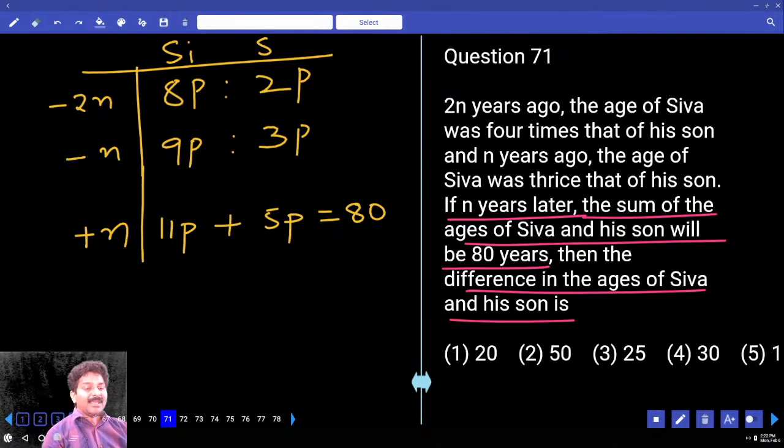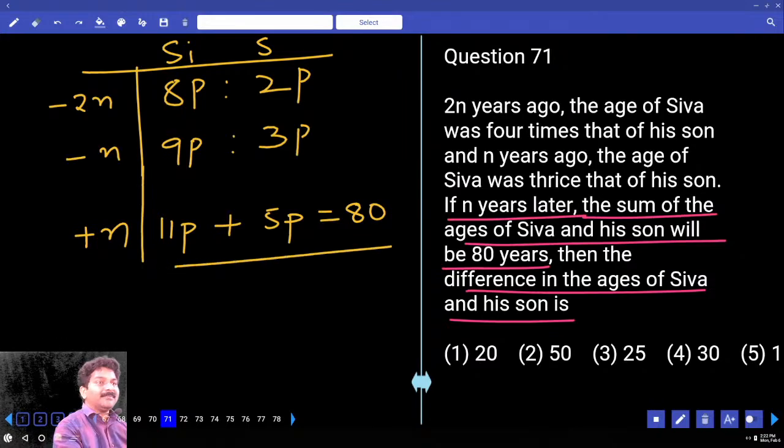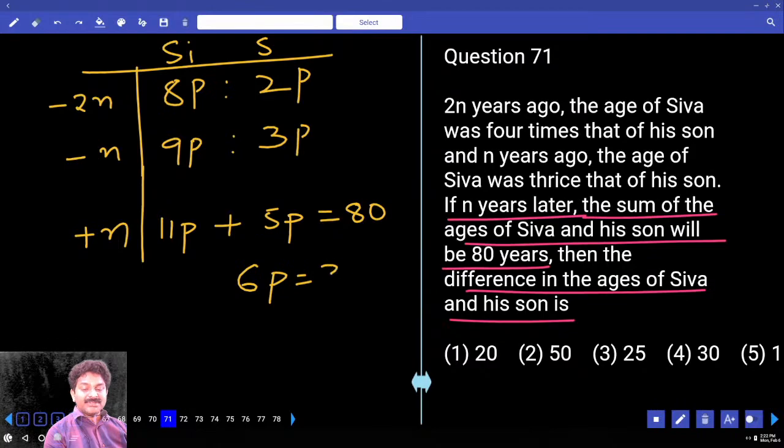Any time age difference between 2 members must be same. It may be 2n years back or n years back or after n years. Everywhere, if you observe, how many years gap we have? 6 parts. Even here also 6 parts. So 16 parts is equal to 80. One part is 5. Difference is 6 parts, which is equal to 30. Age difference is 30.